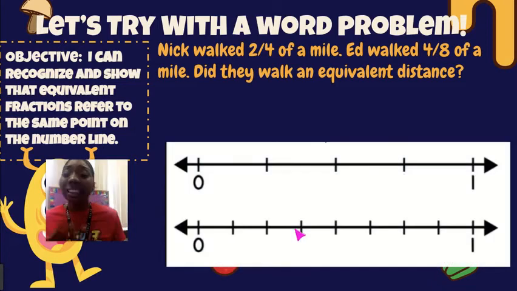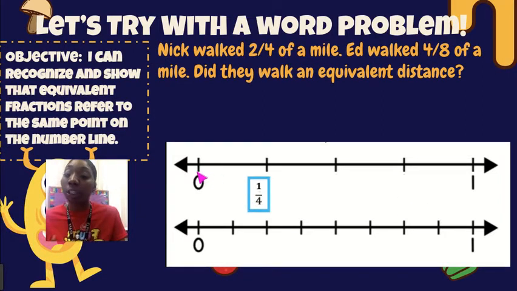Well, let's set up our word problem, right? So we have to go back and look at the numbers and think about what the question is asking us. If I had to set up my word problem, I'm first going to draw two number lines. One number line I'm going to break into fourths because Nick walked 2/4 of a mile. And my second number line I'm going to break into eighths because Ed walked 4/8 of a mile.